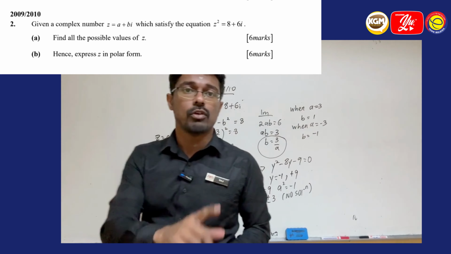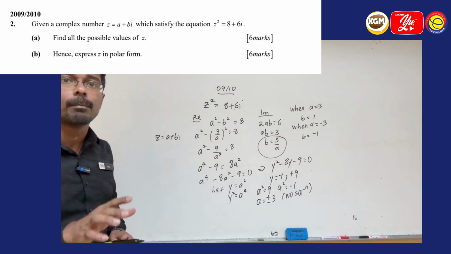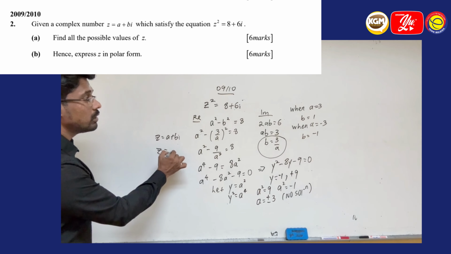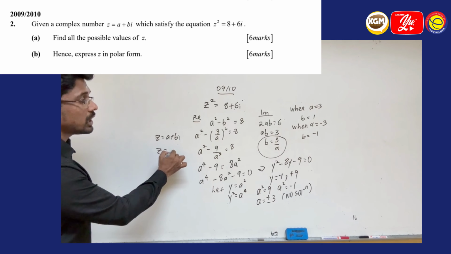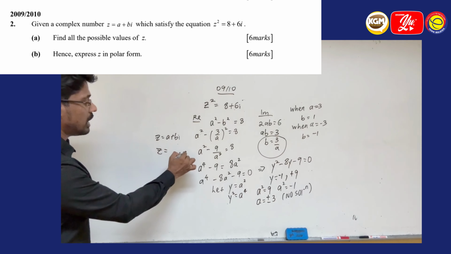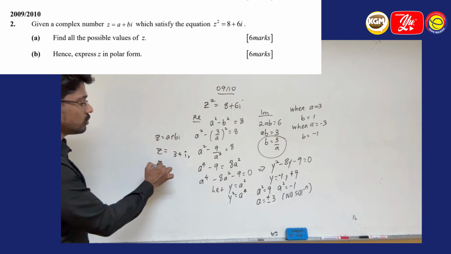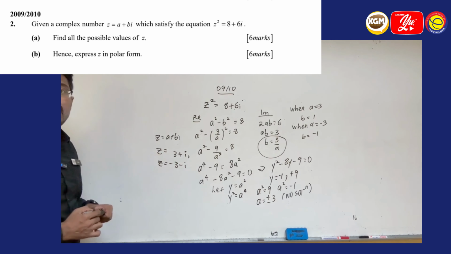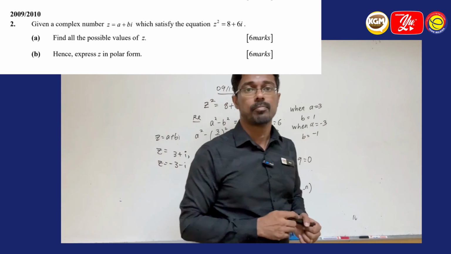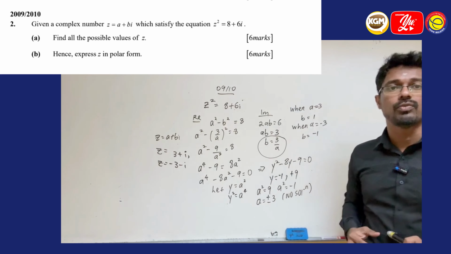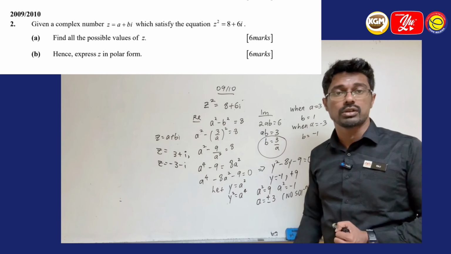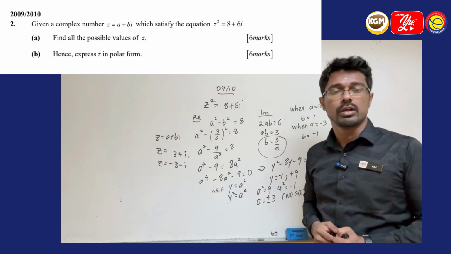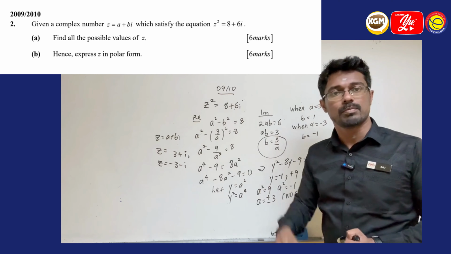And remember, your final step, if they ask you for a complex number, you need to show z is equal to 3 plus i, and also z equal to negative 3 minus i. This is the one that will give you your final mark. We are done with part A, which is finding the complex number that satisfies the equation. We still got part B, which is expressing in polar form. Let's check out part B in the next video.